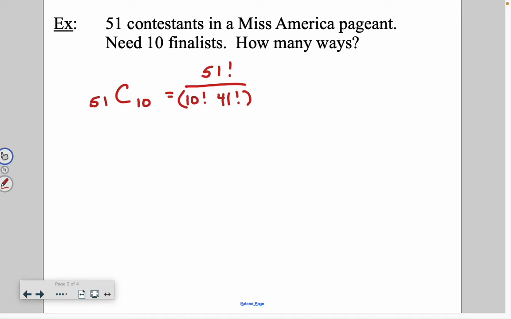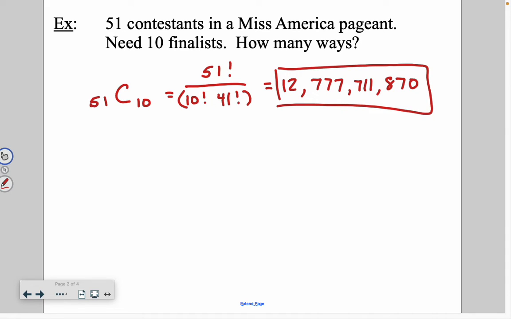Hang on. Where'd my sheet go? We end up with a final answer of 12,777,711,870. 870 is, I think, what I have. Yeah, is that right? Did I say 770? Sorry, 870. That's how many different things you can get.